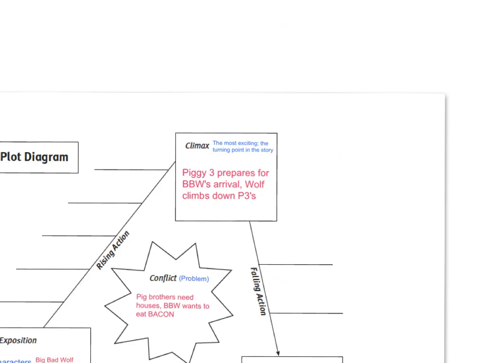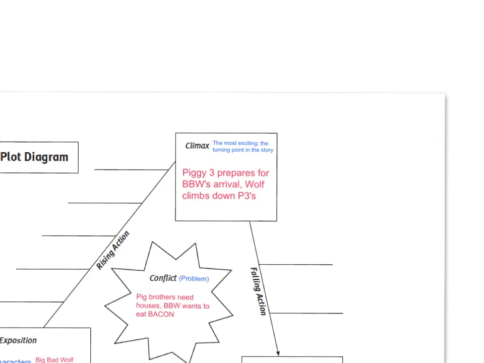The next part that we're going to look at is the climax. The climax is the most exciting part of the whole story. It's the turning point. It's the point in the story where, as a reader, you would say, "Oh my gosh, I don't know what's going to happen next."